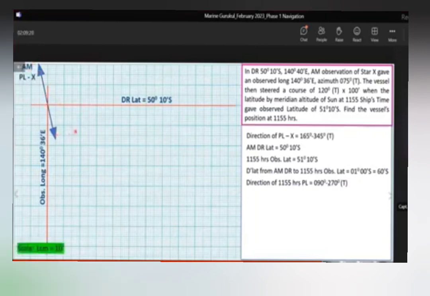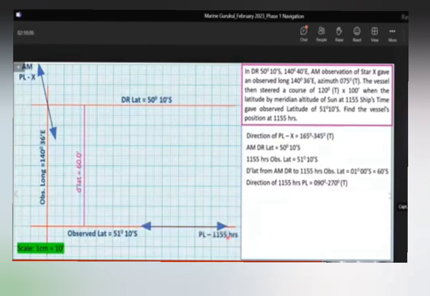Now we know that the DLAT from the DR lat to observed lat at 11:55 is 60 minutes south. So we have taken a scale wherein one box here of 1 centimeter represents 10 miles. That way we account for 60 minutes of DLAT, and we are able to then plot the observed lat for 11:55. Now the PL at 11:55 is east-west, so it coincides with the observed lat, and here we have the PL for 11:55.